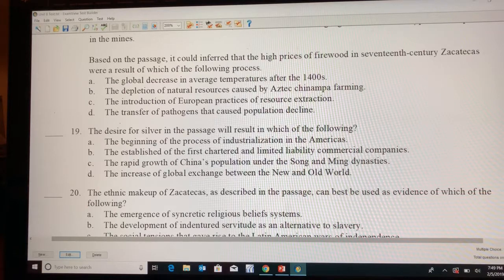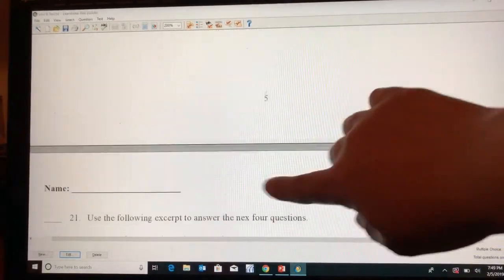Is it going to lead to factories coming here? Is it going to lead to businesses being formed? Is it going to lead to increased growth of China's population? Or because of silver, are we going to see exchange between the Old and New World happen because they want silver? So determine amongst the class what the answer is. Ms. Morgan has the right one for you.